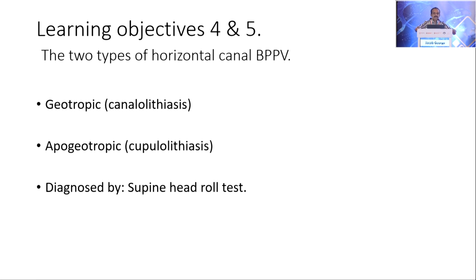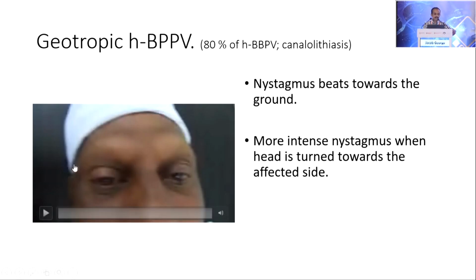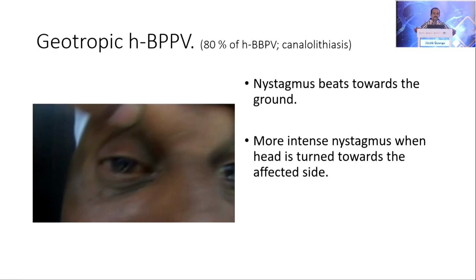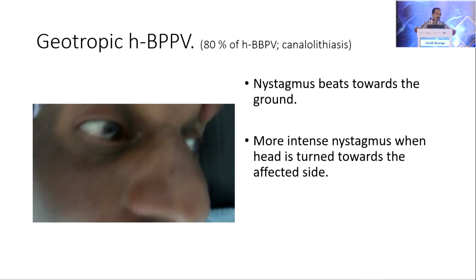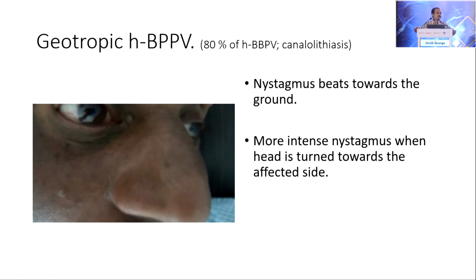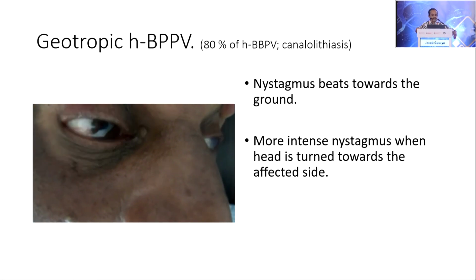Now, learning objectives 4 and 5 are the two types of horizontal canal BPPV. Horizontal canal BPPV is either geotropic when it is due to canalolithiasis, or apogeotropic when it is due to cupulolithiasis. It is diagnosed by the supine head roll test. So it's a simple test. You turn the head to the right or to the left. That's also called the head yaw test. This movement to the right or left is also referred to as the yaw plane.